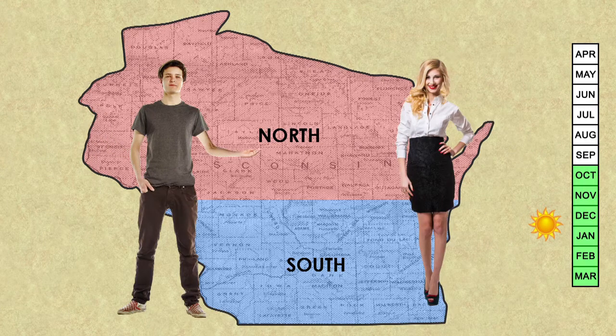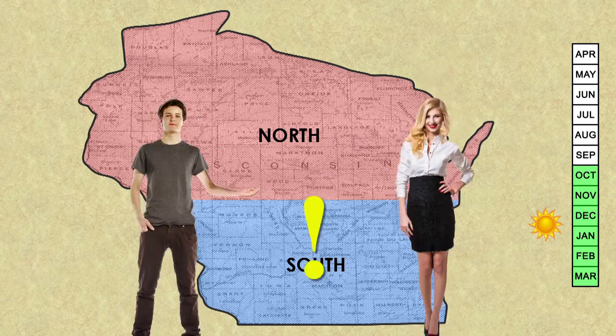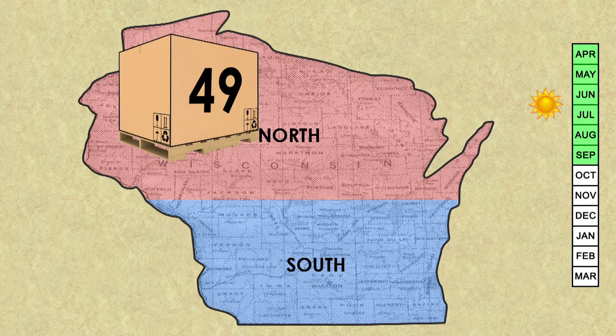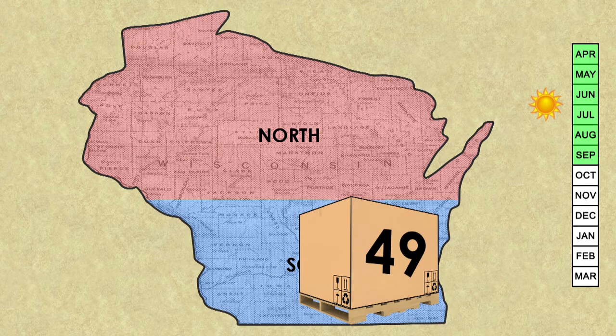Instead, the two countries can trade. In this case, trade serves the same purpose as the invention of a storage technology. Let's say that from April through September, the North can ship 49 units of food to the South. Conversely, from October through March, the South can ship 49 units of food to the North.